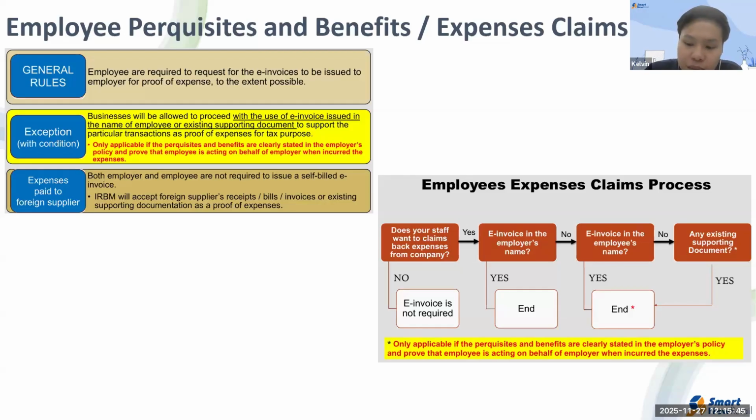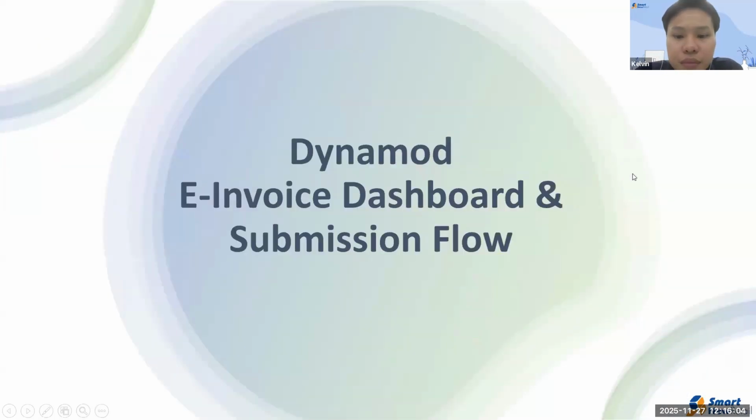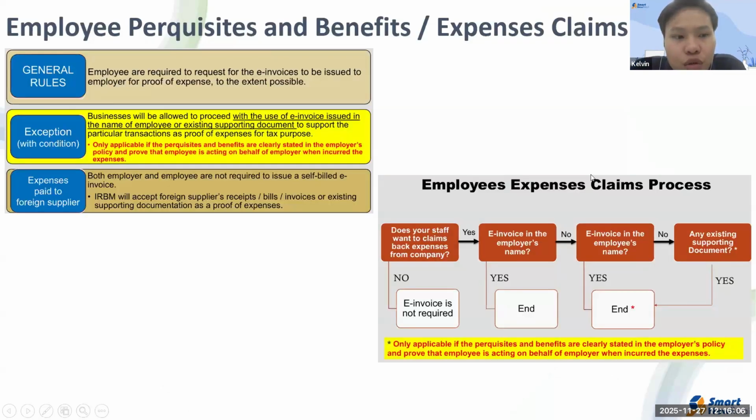Then when the company submits the self-bill e-invoice, they will need to have a document to make sure that this employee works under this company. So we need the supporting document. Okay, so how to issue is very easy. Just open a self-bill invoice and submit for the claims.